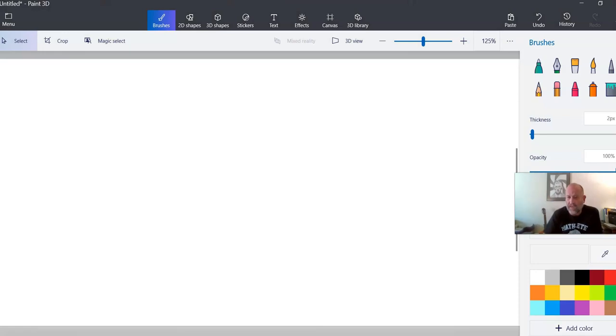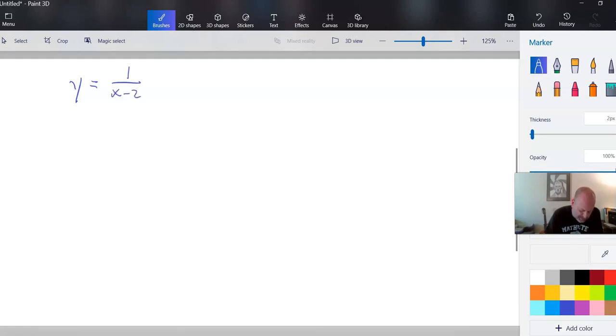Okay, so one of the tasks that you're going to need to be able to do is find where a function is continuous. So let's say I have y equals 1 over x minus 2 minus 3x, and we want to know where this function is continuous.